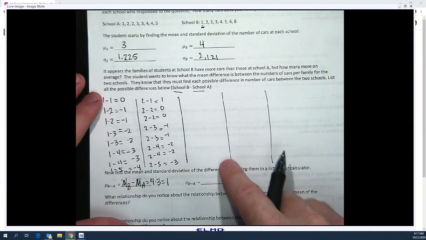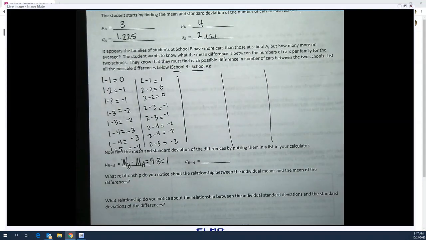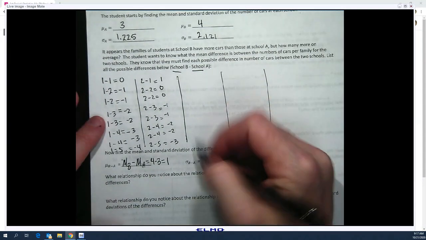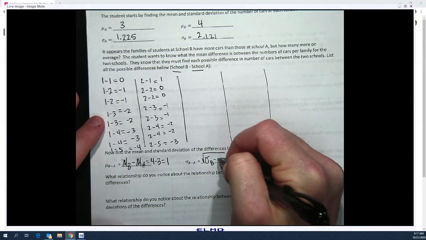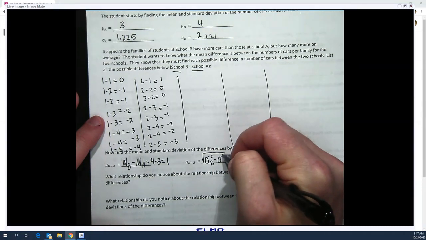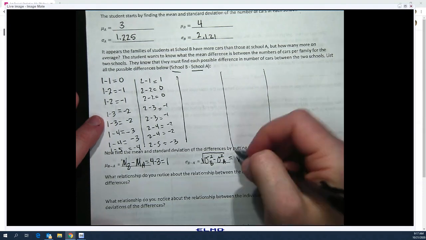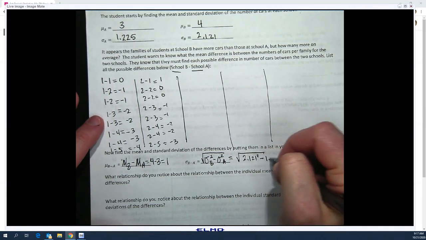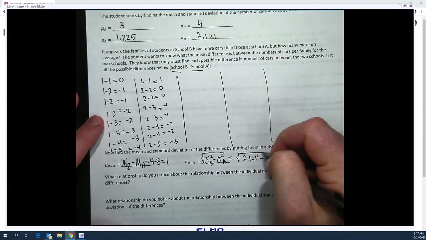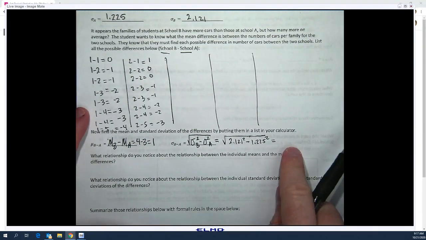Same thing with standard deviation. Once you type this all in, you could go to 1-VAR and it would tell you what the standard deviation is, or you can remember that it's going to be the square root of sigma b squared minus sigma a squared. So the square root of 2.121 squared minus 1.225 squared. I would encourage you to try that, but I promise you it will work out to be this answer.